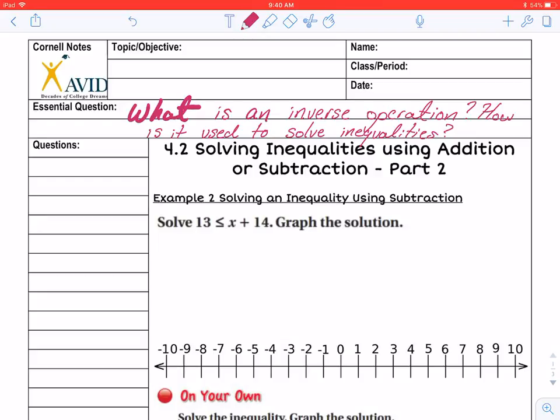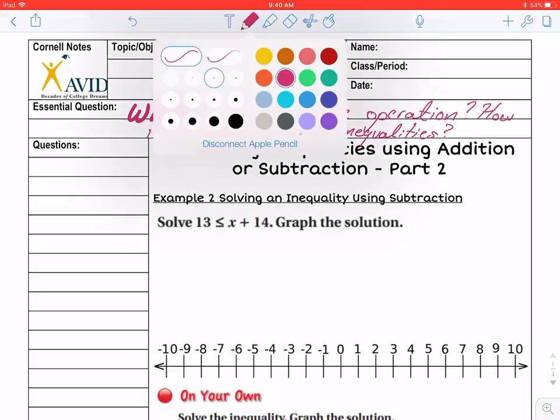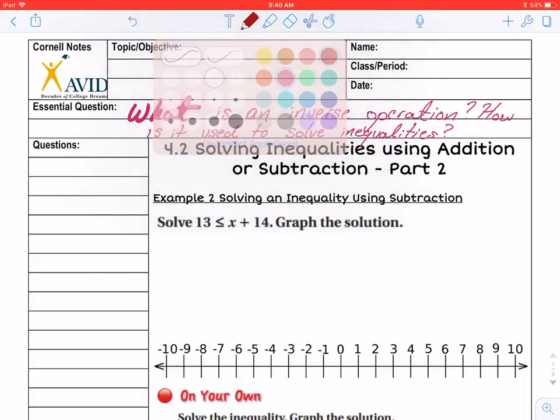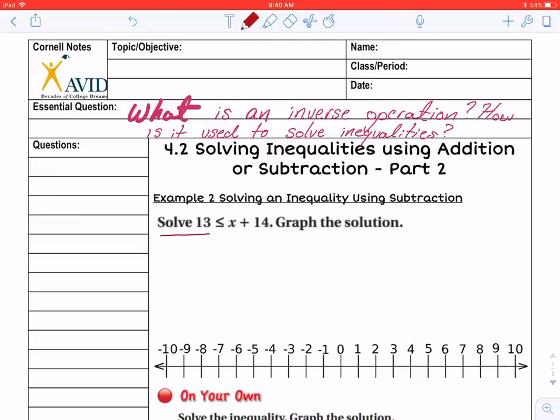So we're going to be talking about that in this second part as well, which is a follow-up to part 1 that you should have watched yesterday. And so we're going to start off with an example just to reiterate some of the stuff we were already talking about. Reiterate means to repeat some of the stuff we've already talked about. And example number 2 wants us to solve 13 is less than or equal to x plus 14. So we need to solve for x, and then we need to graph the solution.